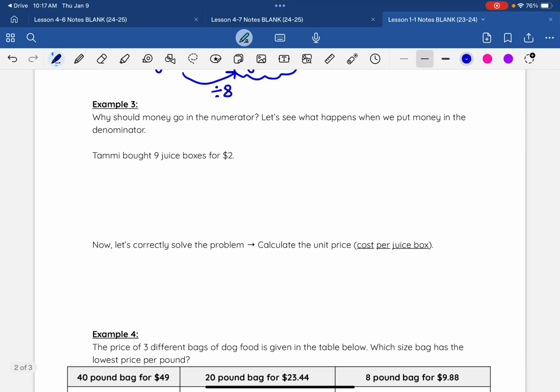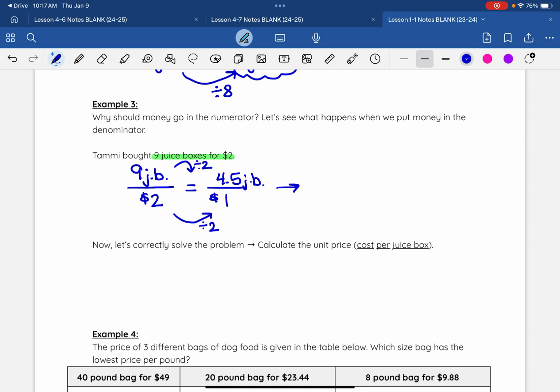Example number 3. It says, why should money go in the numerator? Let's see what happens when we put money in the denominator. So it says Tammy bought 9 juice boxes for $2. So if we had 9, I'm going to put JB for juice boxes and $2 in the bottom. If I'm looking for that, I'm going to have 1 in the bottom, so I would divide by 2. 2 divided by 2 is 1. 9 divided by 2 is 4.5. So this means that we would have 4.5 juice boxes for $1.